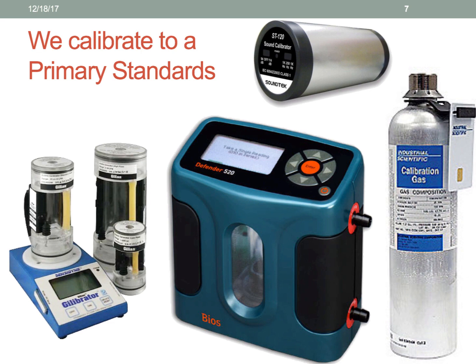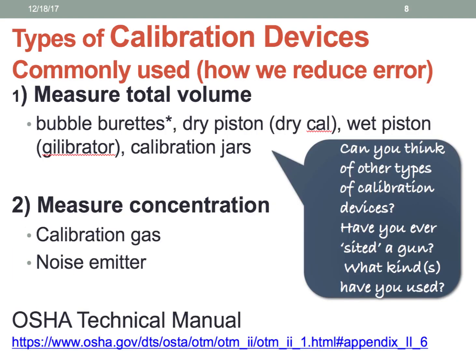So we calibrate to a primary standard, and here are some examples of primary standards. We have a piston calibrator or a dry cal. We have a calibrator that is also called a bubble calibrator. Then we have electrical devices such as our sound level meters. And then we have calibration gases. So these are different types of primary standards. We calibrate to a primary standard to set the rate at which the pump will pull air at, as well as to verify that rate.